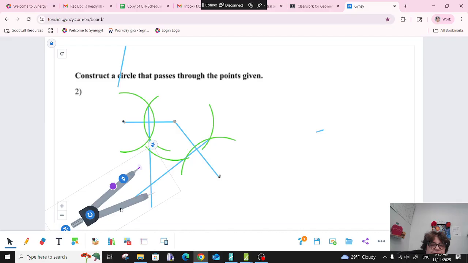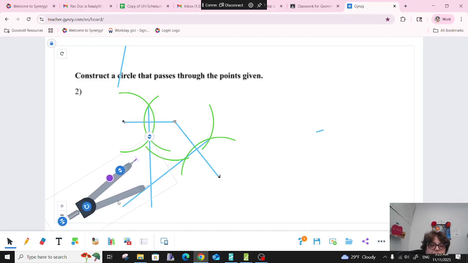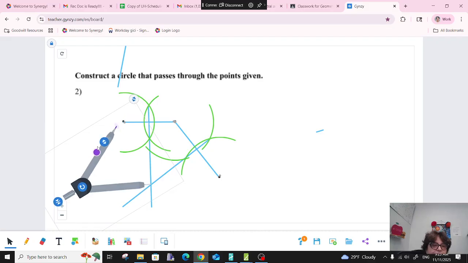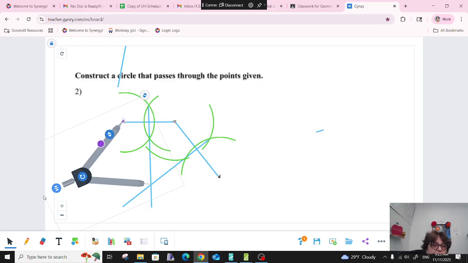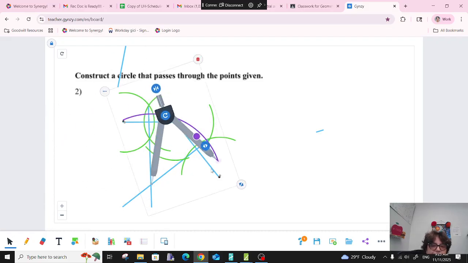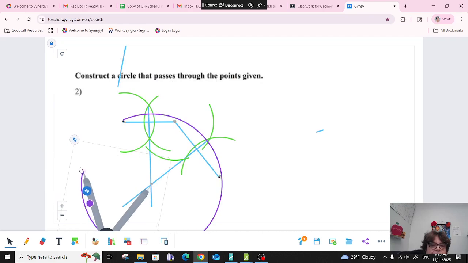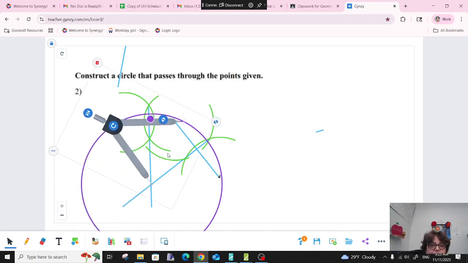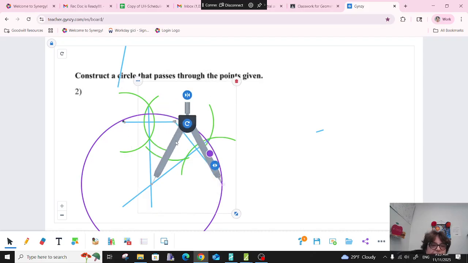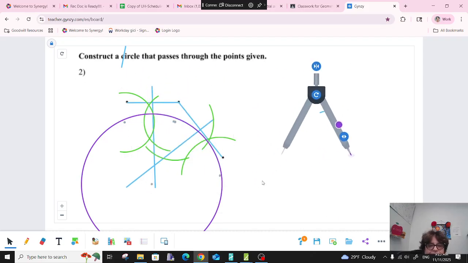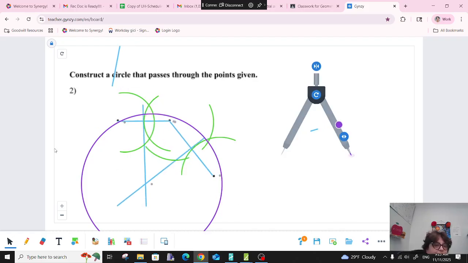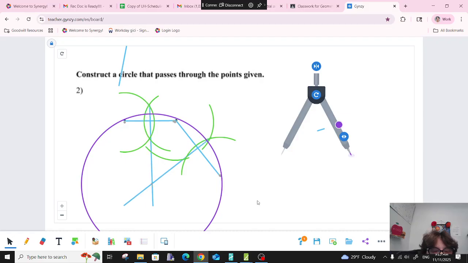Then you're going to put the needle on the center that you found. You're going to open up your compass to one of the points, and then you are going to go ahead and spin it around. And it should go through the 3 points. Mine's a little bit off. I can do this with a hand compass. So much better.